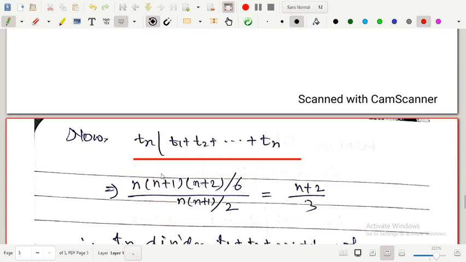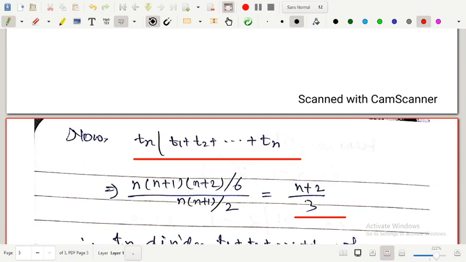Tn is the nth triangular number, it is n into (n plus 1) by 2. So after dividing, I am getting (n plus 2) by 3. So when can we say that Tn divides the sum T1 plus T2 plus up to Tn? If the answer is an integer. Yes or no? 6 is divisible by 2, that is 2 divides 6. Why? Because the answer is an integer, 3.